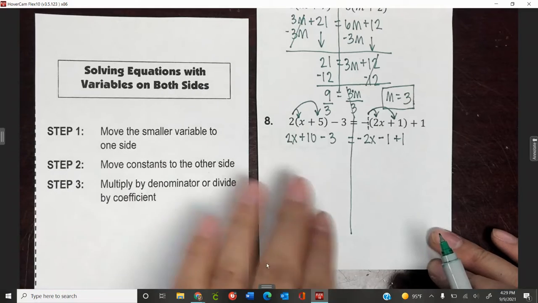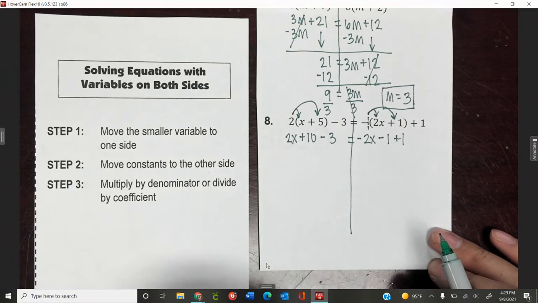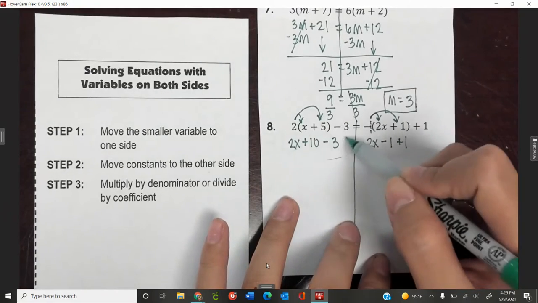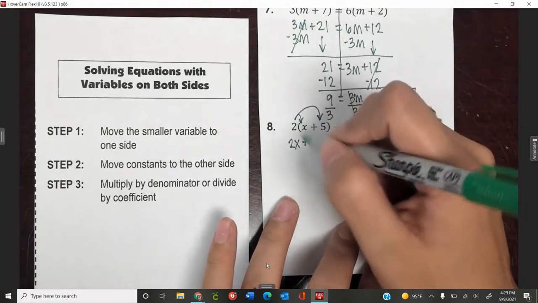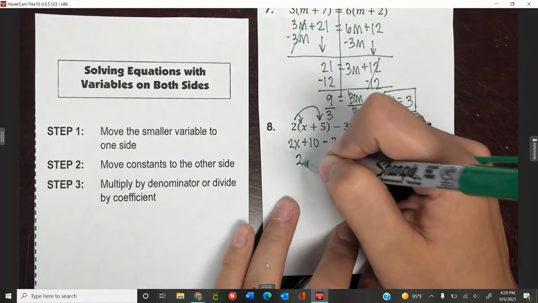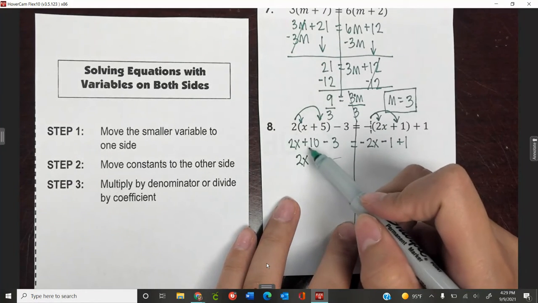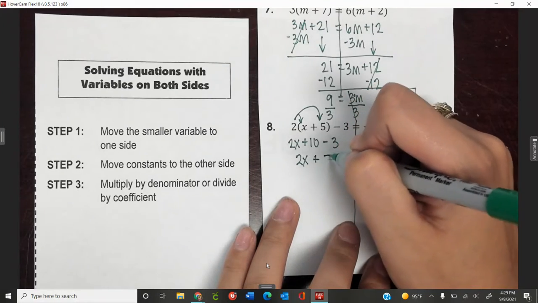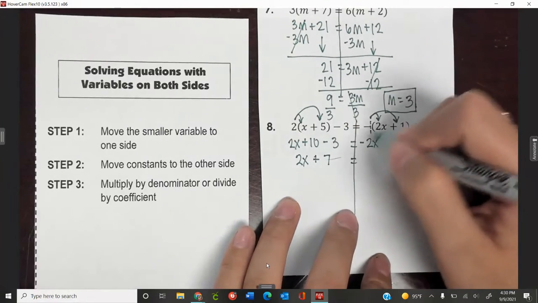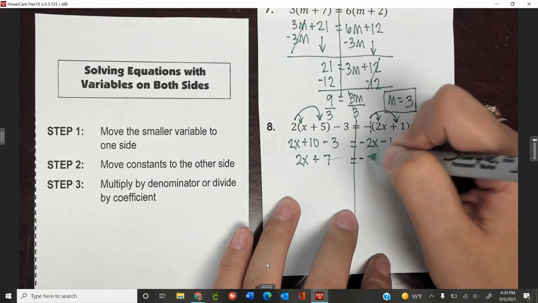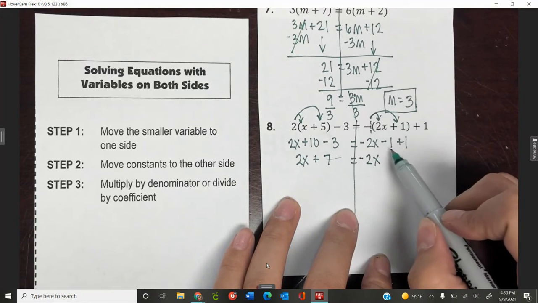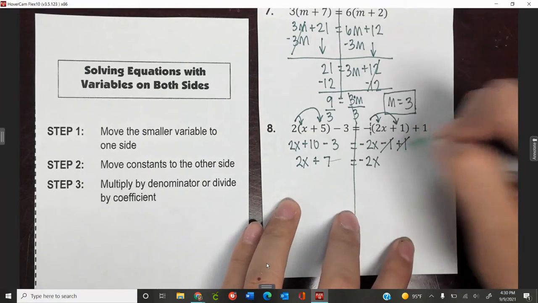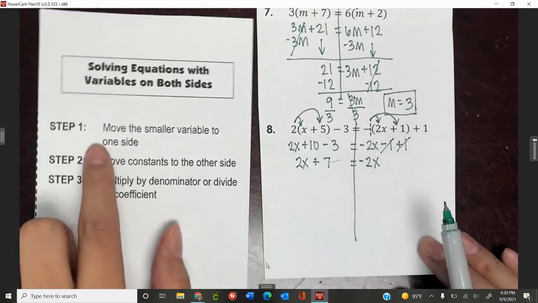Before we can move anything over, we need to simplify by combining like terms. Here, if you notice, it is already grouped for us. I cannot combine 2x with anything. And now we have 10 minus 3, which simplifies to 7. And this is equal to negative 2x. There's nothing else on this side, so we're going to bring it down. And if I have negative 1 plus 1, this cancels each other out. So that's what I'm left with.